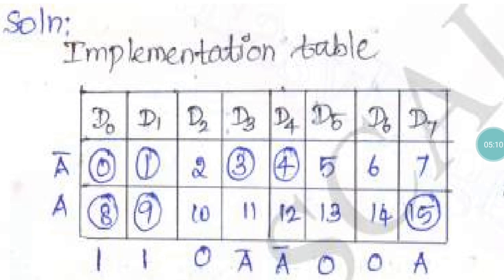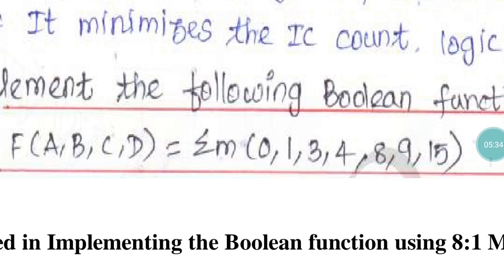Now we can see the problem and come back to the same table. We have to mark some values. The problem is given with sigma m equal to 0, 1, 3, 4, 8, 9, 15. So we have to encircle the given minterms in the implementation table. We are going to encircle the minterms 0, 1, 3, 4, 8, 9, 15.